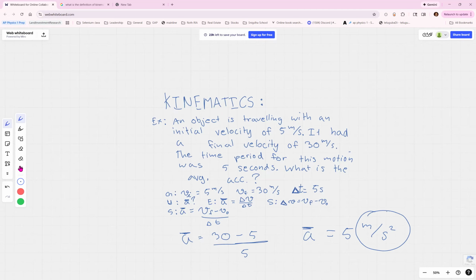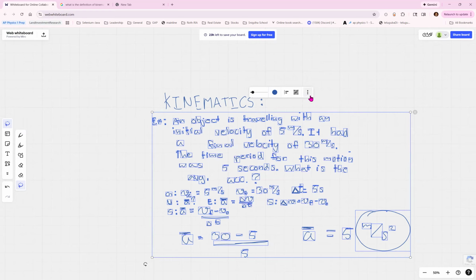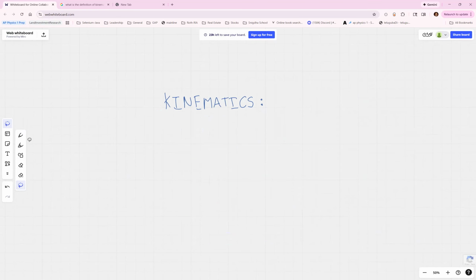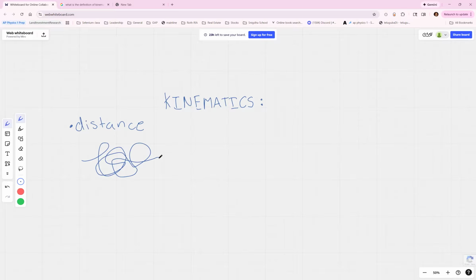Okay, now that we got our acceleration problem down, we can do a quick review of all of the main topics we learned in kinematics today and how they are related to each other. First topic we talked about was distance, which is the amount of meters traveled between 2 points. You could have traveled like this, like this, like this. It's just how many meters it took you that matters for distance.